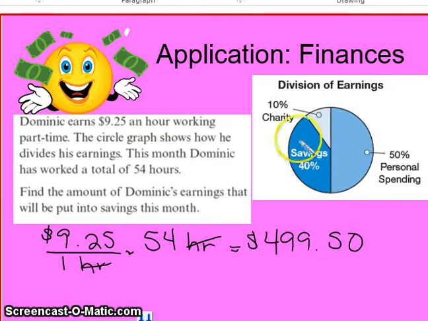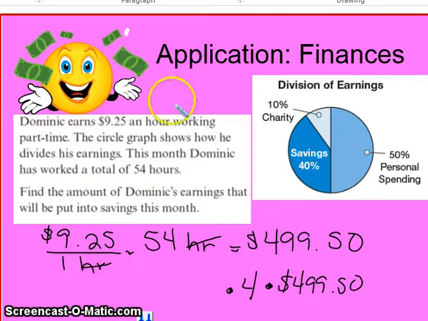Now, we know that he's going to put 40% of the $499.50 into savings. So since we want to find 40% of $499.50, we're going to multiply 0.4, or 40%, times, because of means times, $499.50. When we multiply those two numbers, we get 199.8, or 199.80. So he's going to put $199.80 into savings.